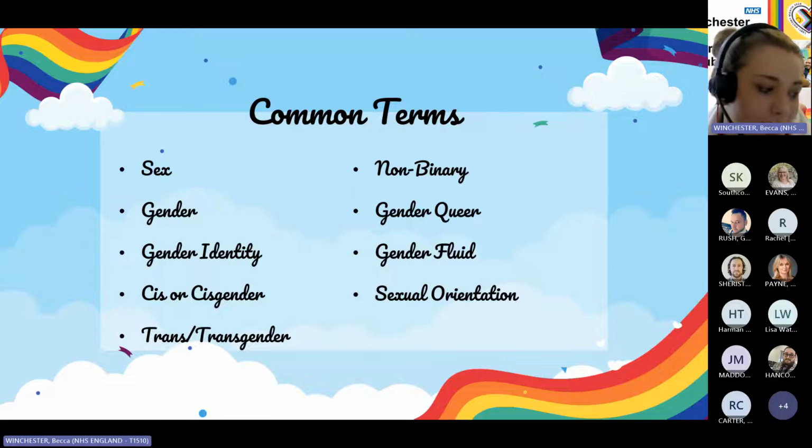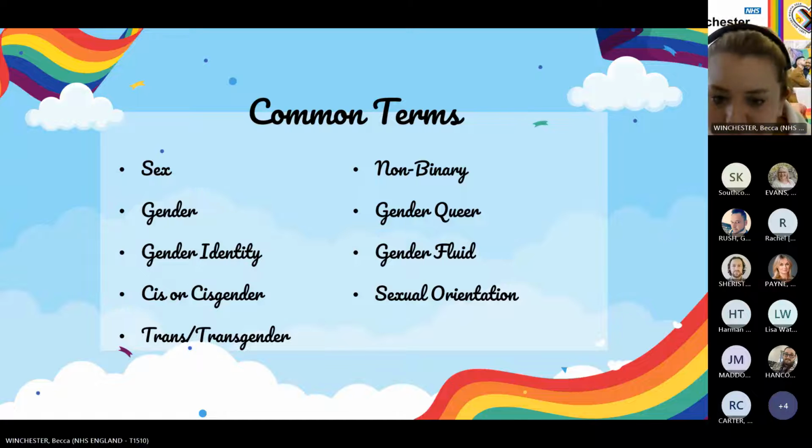And then we move on to cis or cisgender, which typically applies to someone whose gender matches their assigned sex at birth. Trans or transgender applies to a person whose gender is different from their assigned sex at birth. And again, doctors typically assign gender based on those visible sexual organs, but sex and gender are very much different. Non-binary is a spectrum of gender identities that are not exclusively masculine or exclusively feminine, and identities that are outside of the gender binary of male and female.